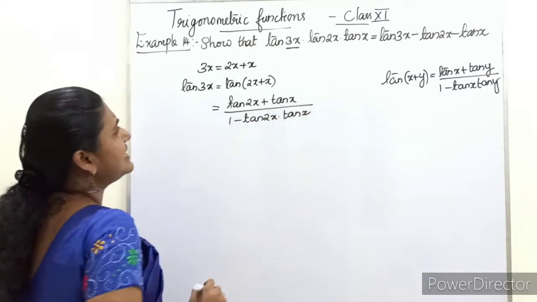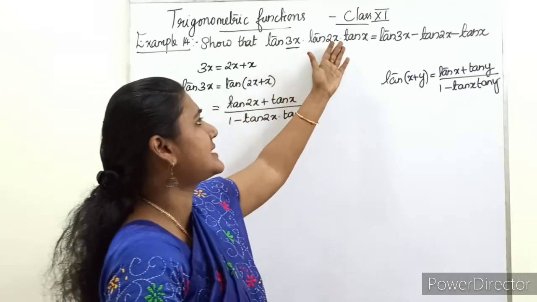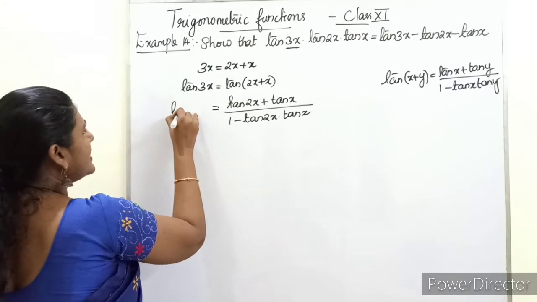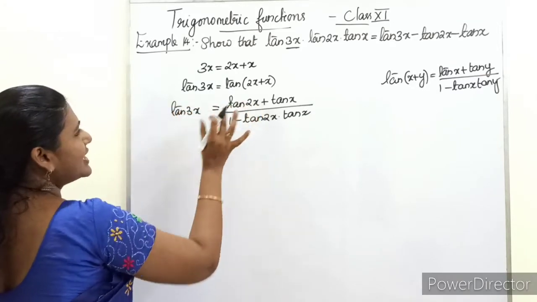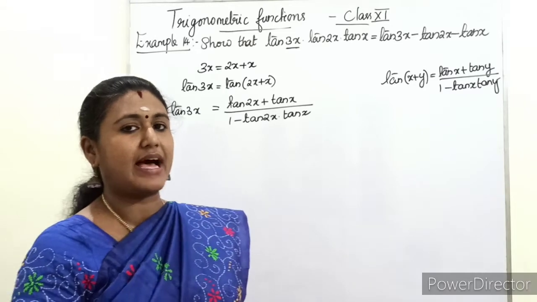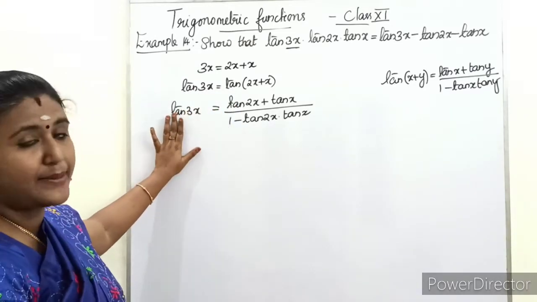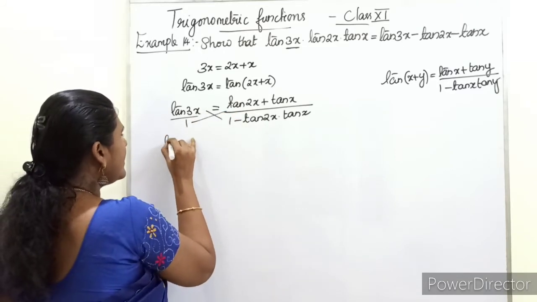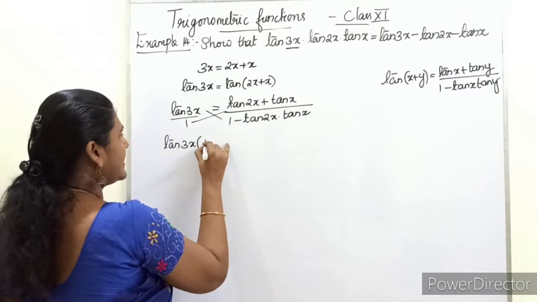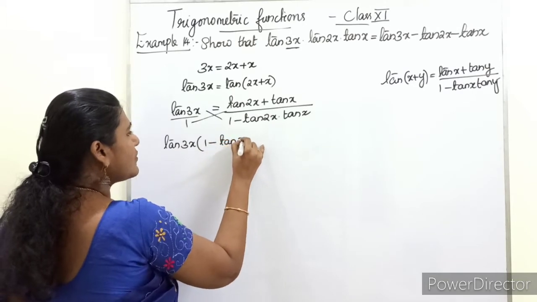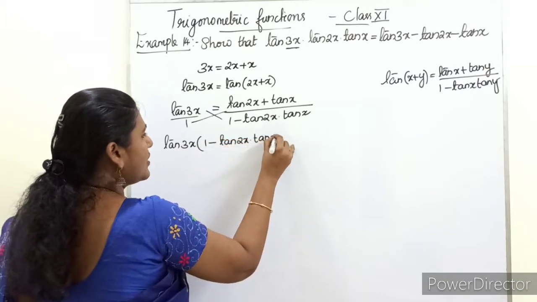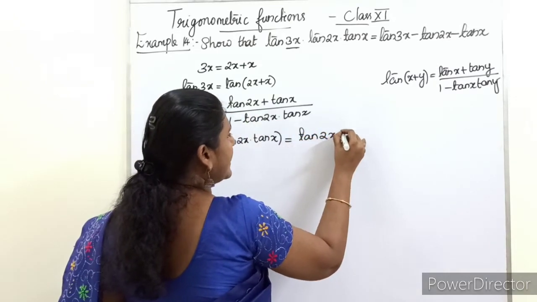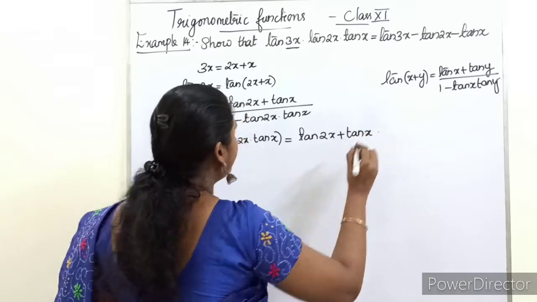Now you see here in the answer you have tan 2x, tan x, tan 3x, everything. So what you have to do, further you need not simplify this, in the place of tan 2x you need not substitute the value. We will simply cross multiply this. That is, when you cross multiply this, tan 3x into this expression, that is 1 minus tan 2x into tan x, is equal to 1 into, that is tan 2x plus tan x. Now you see here whether we got the answer.